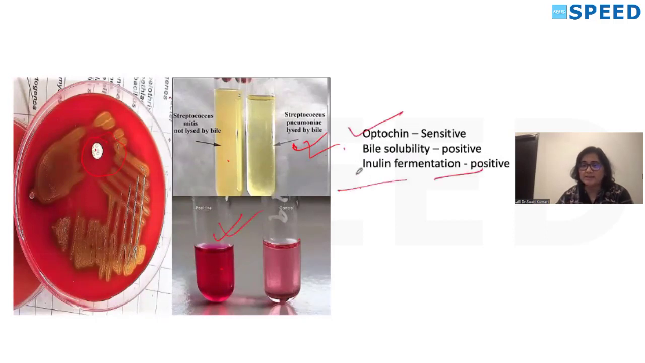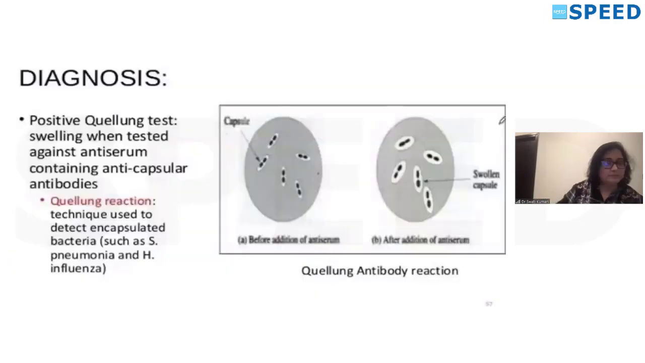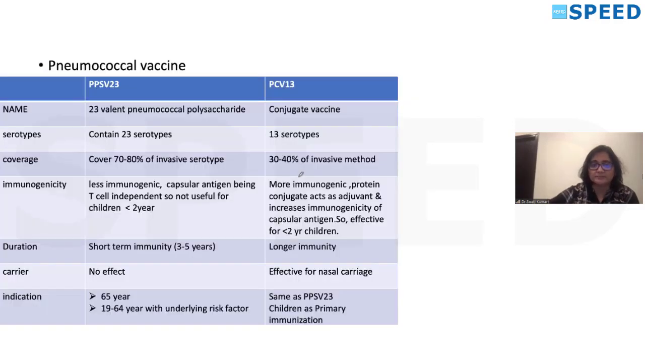So optochin sensitive, bile solubility positive, and inulin fermentation will be positive in Streptococcus pneumoniae. Then this is the Quellung test, which is the capsular swelling reaction. When you use anti-sera containing anti-capsular antibody, the capsule will swell. That is called the Quellung reaction.